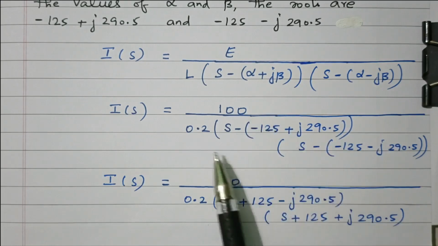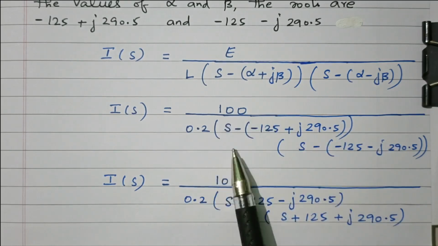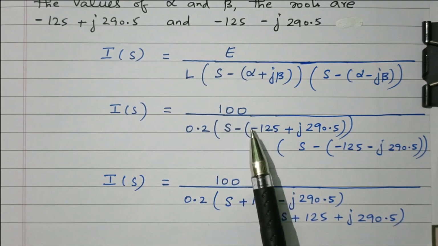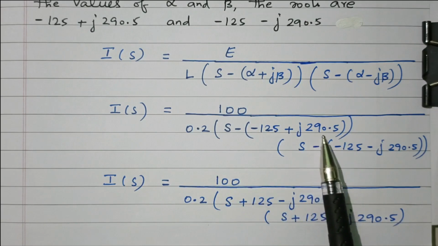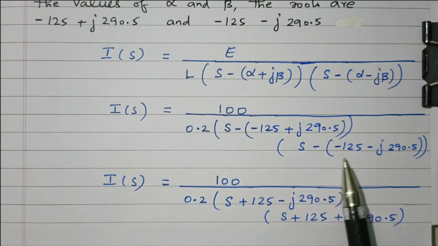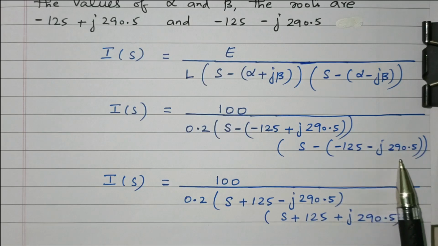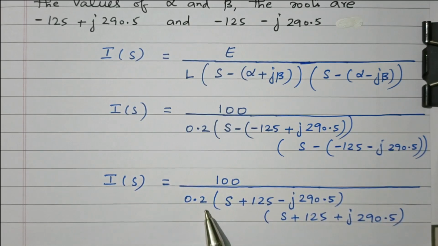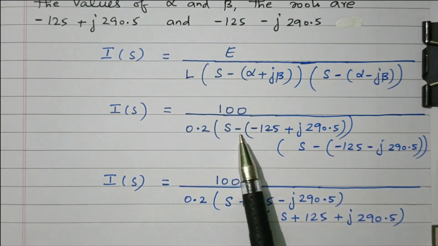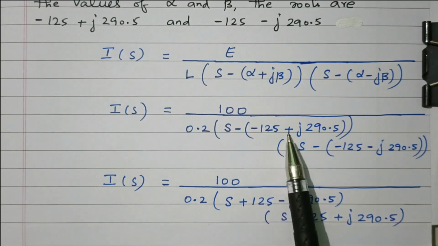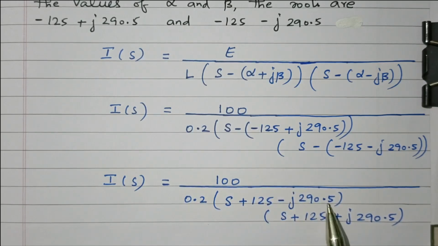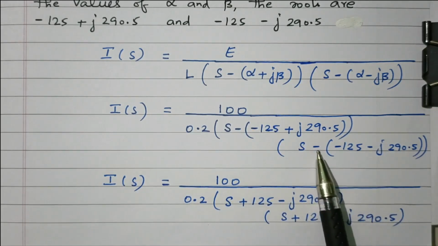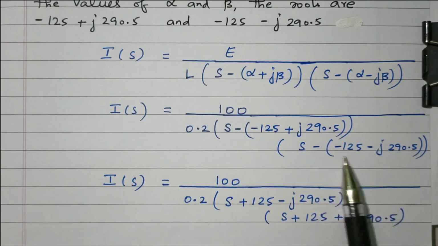Now we can substitute this value. E is 100, L value is 0.2, S minus of minus 125 plus j 290.5 into S minus of minus 125 minus j 290.5. Now we can multiply this negative inside. So 0.2 into S plus 125, minus minus becomes plus. This minus plus becomes minus, minus j 290.5. Similarly, S plus 125 plus j 290.5. Here minus is minus also plus. Here also minus is available plus. Now we'll go for the further simplification.